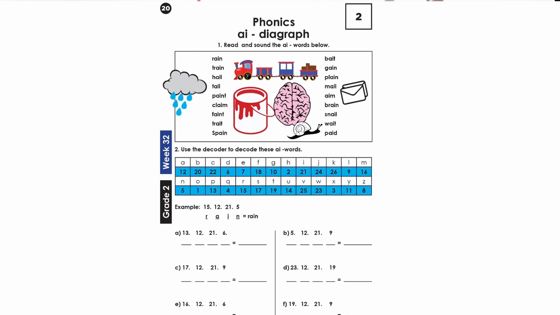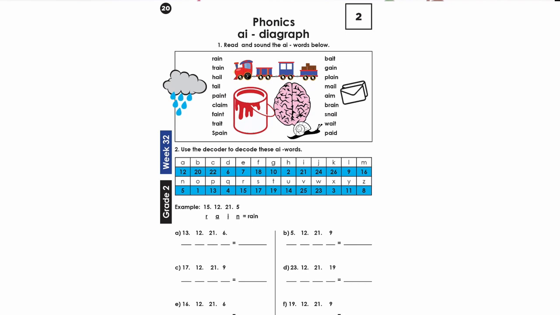Now let's look at number 2. Here it says, use the decoder to decode these AI words. Now there you will see on top you have a lot of letters in the white part, A, B, C, D and so on. And in the blue part you have a lot of different numbers. Now here each number means a specific letter. Okay, so we have to look at the numbers to find the letters. Now let's look at the example. Now remember, each set of numbers will give you a specific AI word.